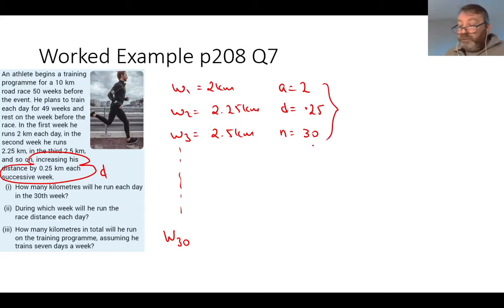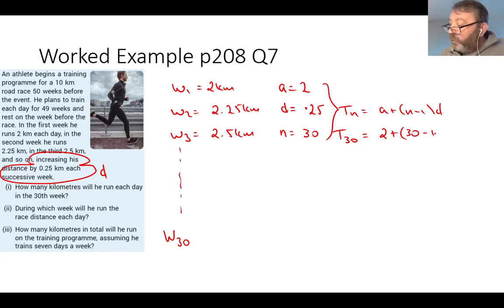But because it wants information about the 30th week, because that's an isolated week, that is using the T of n formula, which is a plus (n minus 1) times d. So fill it in. T30, the 30th week, is going to be what? 2 plus (30 minus 1) times 0.25. And again, just go to your calculator. Ask your calculator what that is. 2 plus bracket 29 multiplied by 0.25.